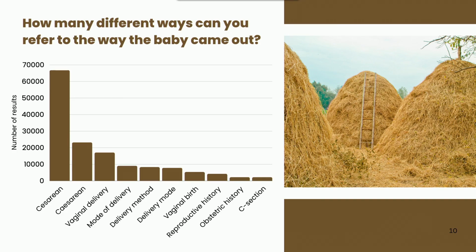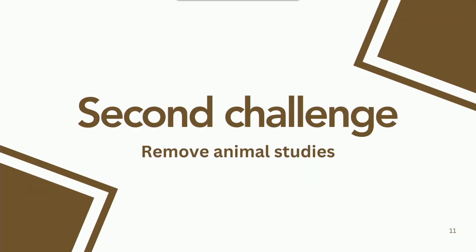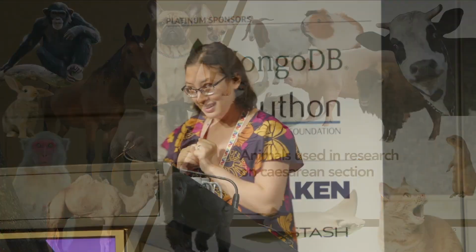And I'll remind you, this is just one database, and usually you want to use several. Which brings me to my next problem. How do I refine the search to be more specific? My first thought was to get rid of animal studies, because you would be very surprised at how many different animals are involved in C-section research. Here's a non-exhaustive selection of the most common.